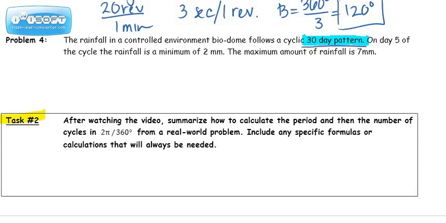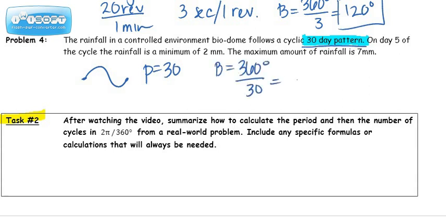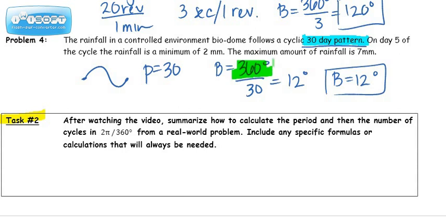Period is a 30-day pattern, so it does 1 full cycle in 30 days. So p is equal to 30. I can then use b equals 360 over 30, which is going to equal 12. So b is equal to 12 degrees. Again, for all these problems, you can use 2 pi if you prefer instead of 360. It's not an issue. And once you are done having this copied down, please move on to task 2.